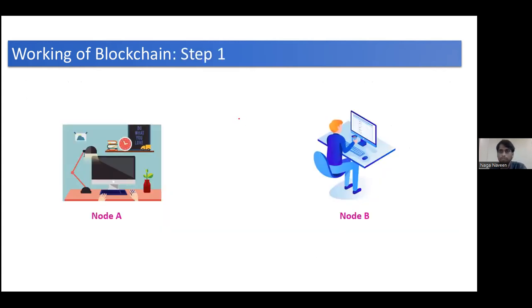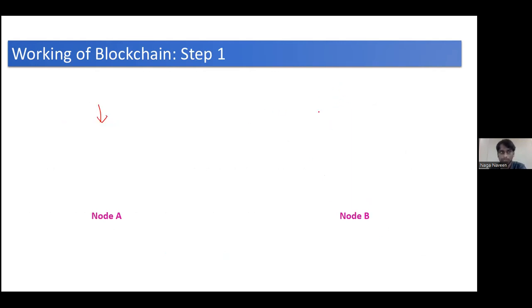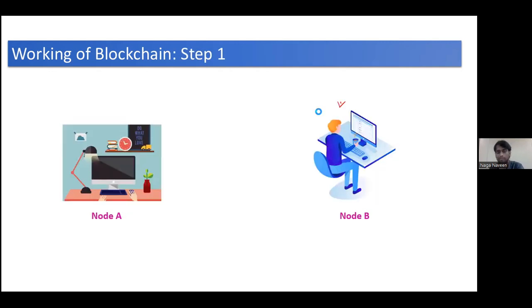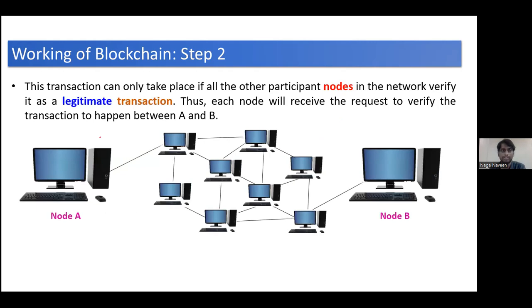So let us look at this process more clearly. Think that there is a node A, and another node in the network, node B. They want to transfer data from node A to node B. Now, how will this transaction happen? This transaction can happen only if all the participant nodes in the network verify it as a legitimate transaction.